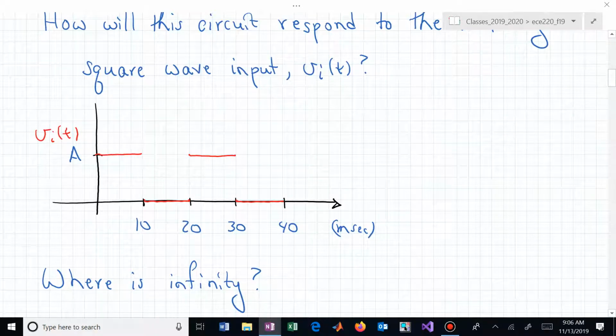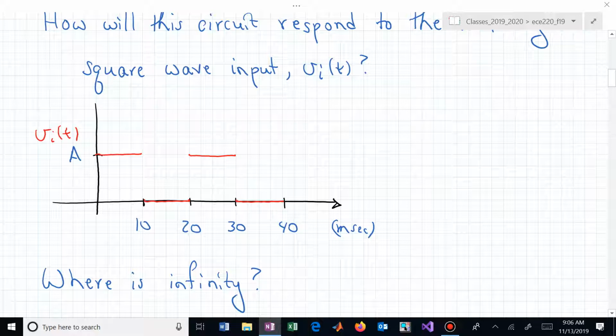With an RC circuit, you can think of this capacitor charging up as it's presented with a constant input. It's presented with many different constant inputs. First it has amplitude A, then it gets set to 0. Then it sets to A again. Then it sets to 0. What's happening as you cycle back and forth? And my question is, where is infinity?